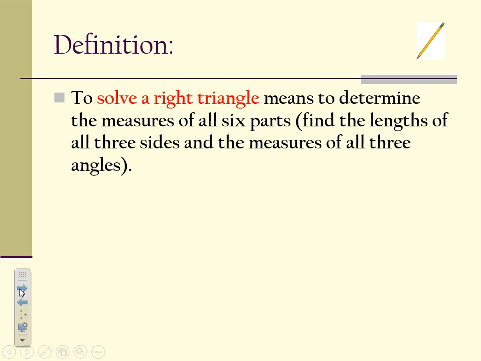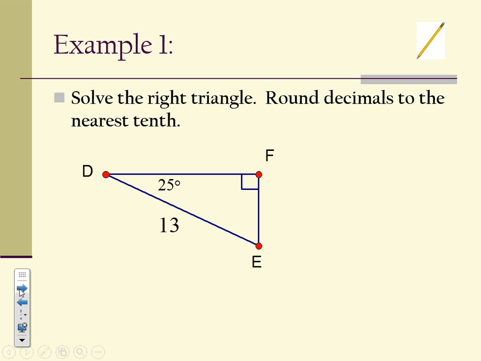We need to make sure that we can say what length or angle measurement we're talking about. So we're just going to jump right in and do a couple examples and then we'll be done. You need to copy this example into your notes. This is triangle DEF, and we need to solve the right triangle. And we're going to get some decimal answers here.